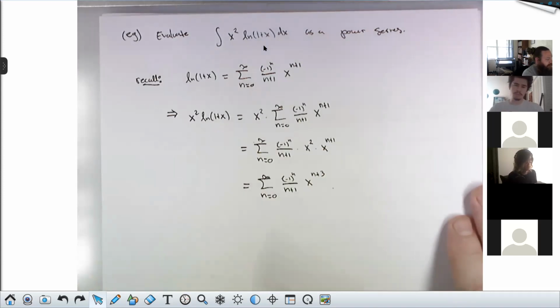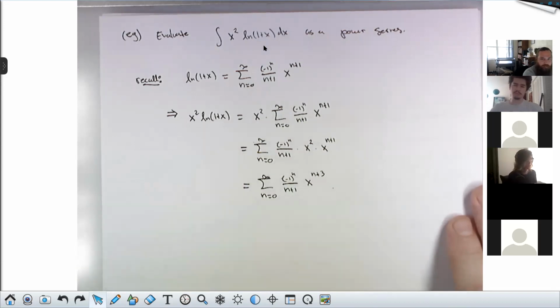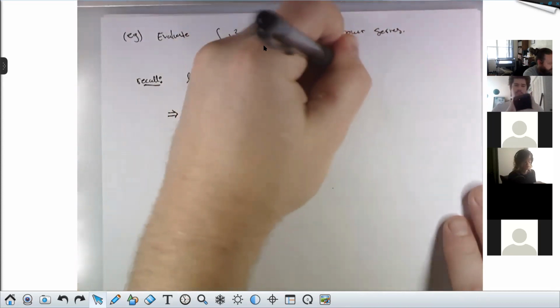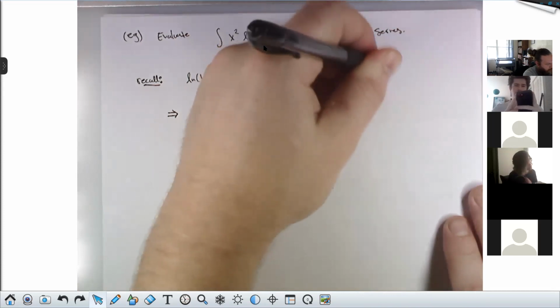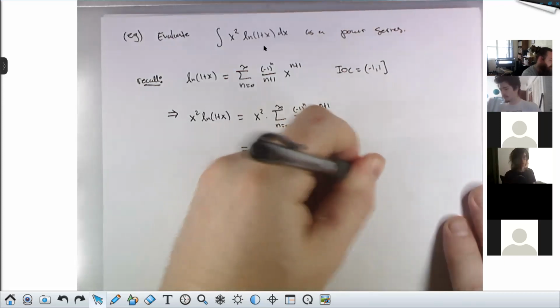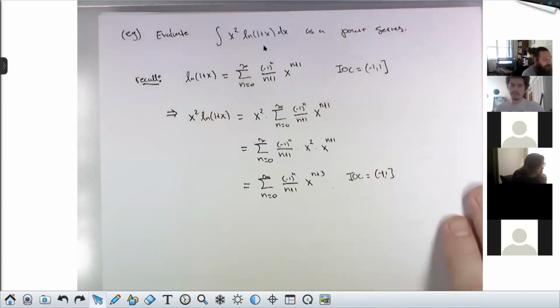So here's your power series for x squared times the natural log of 1 plus x. It's this. Again, we should ask, has the IOC changed? And again, the answer is no. The IOC here was left open, right closed, -1 to 1. And the IOC here is still that.